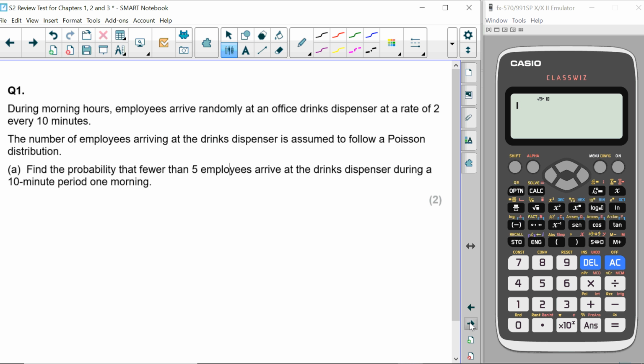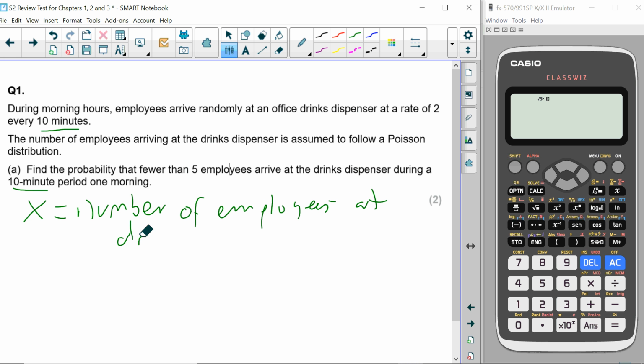So, part 1. Find the probability that fewer than 5 employees arrive at the drink dispenser during a 10-minute period one morning. Note the 10-minute period has been maintained. 10, 10. That hasn't changed. That's useful for us. So let's define our distribution. X could be equal to the number of employees at this drink dispenser in 10 minutes. So it's got to be a 10-minute interval because they've defined the interval there.